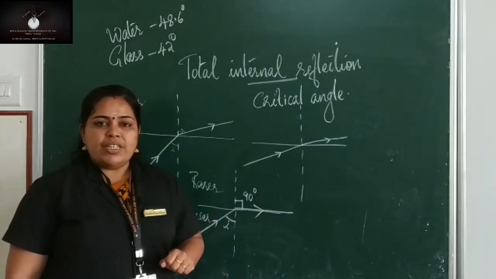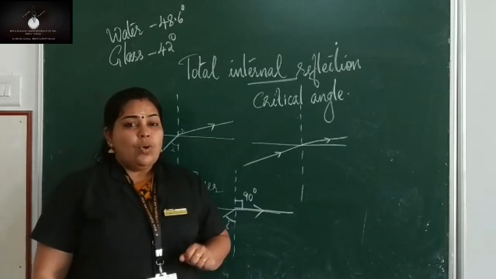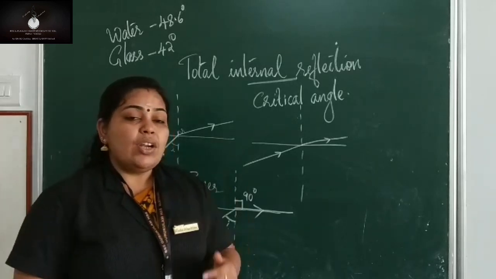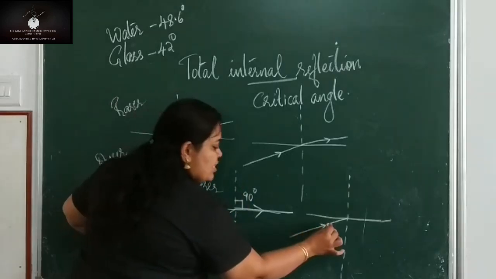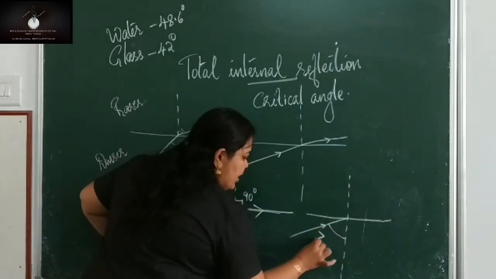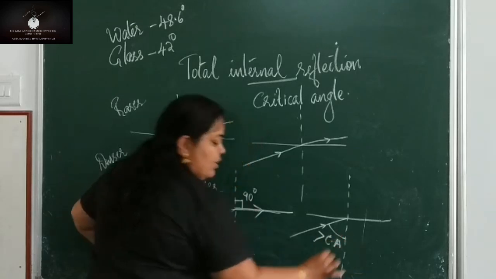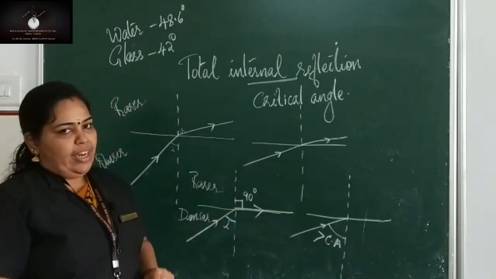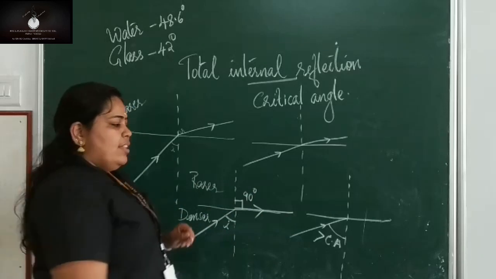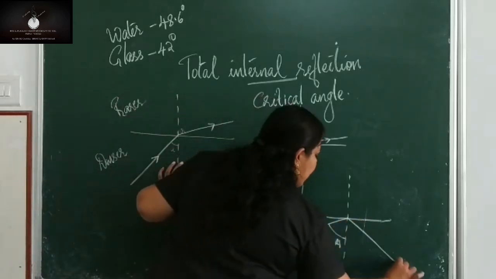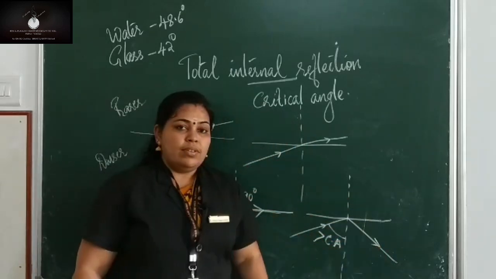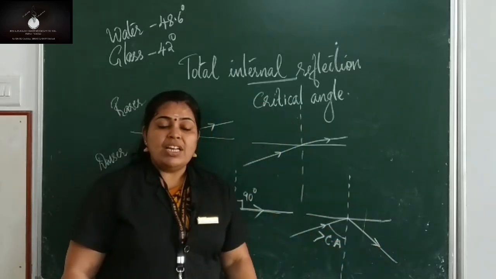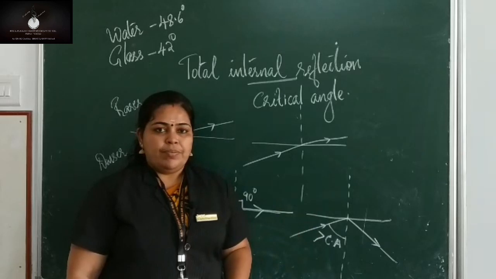Clear? What is critical angle? Now, what happens when the angle of incidence becomes greater than the critical angle? This angle becomes greater than the critical angle. What will happen? The light ray, instead of undergoing refraction, all reflects back to the denser medium itself.